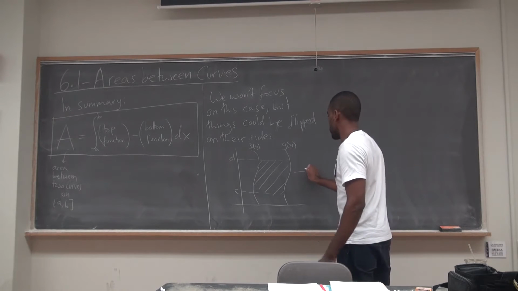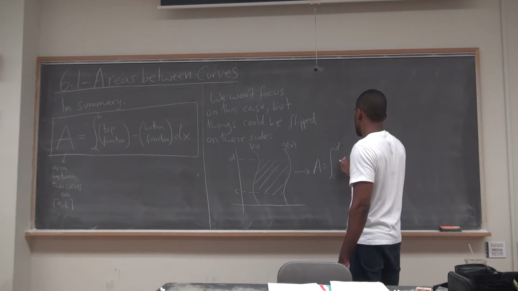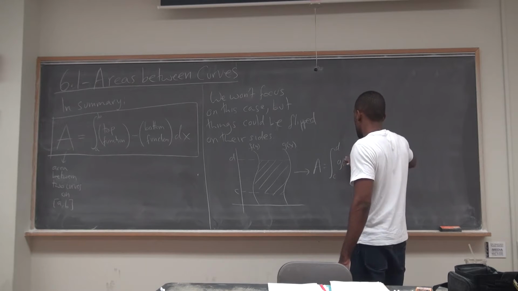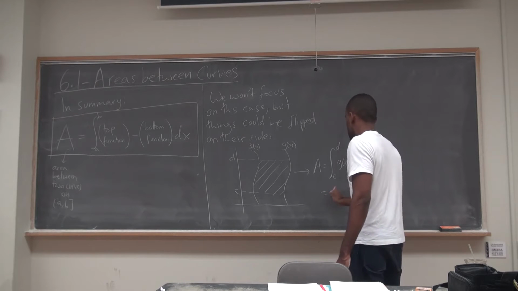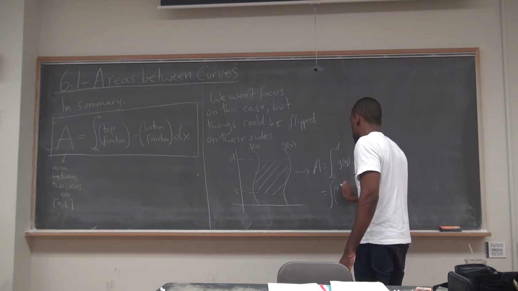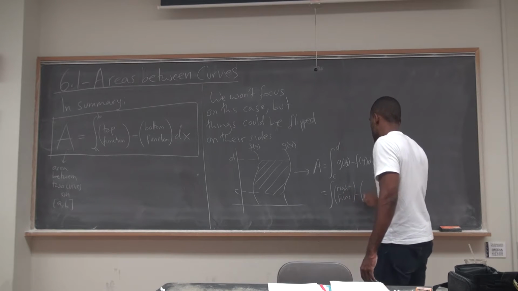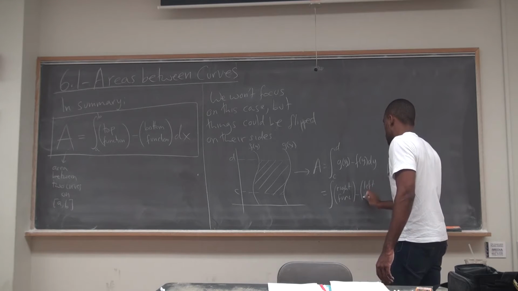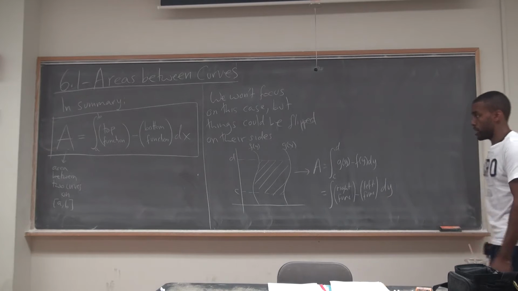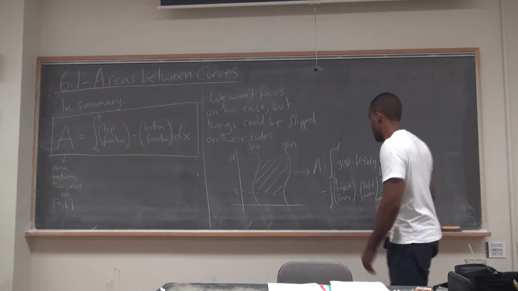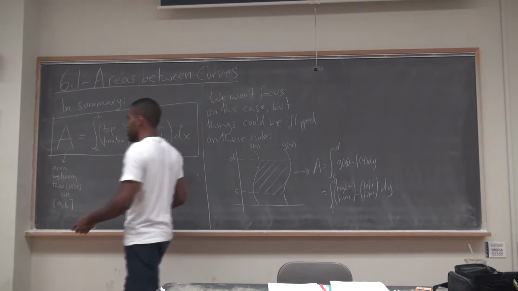So here, if I'm looking for this area, that would be the integral from c up to d of g of y minus f of y, dy. In other words, it's the antiderivative of the right function minus the left function. So the idea is top minus bottom or right minus left. We're not going to deal with the right minus left guy. That's more of a 201, 202, 203 concept.